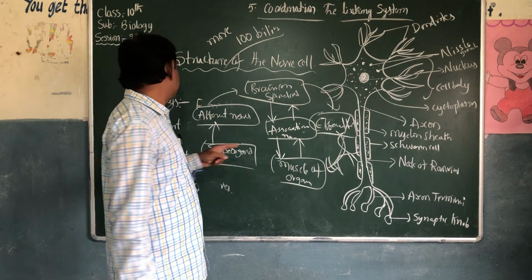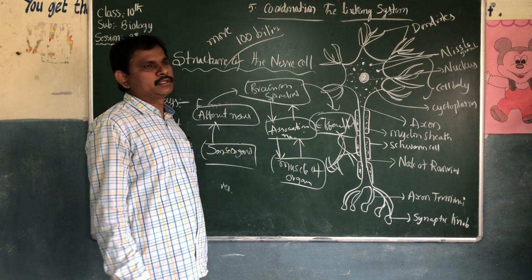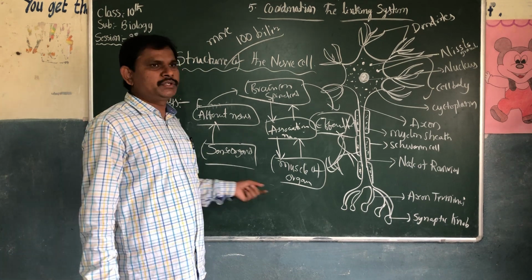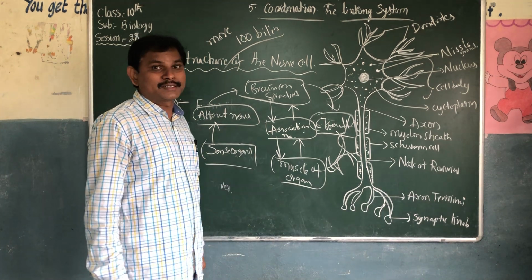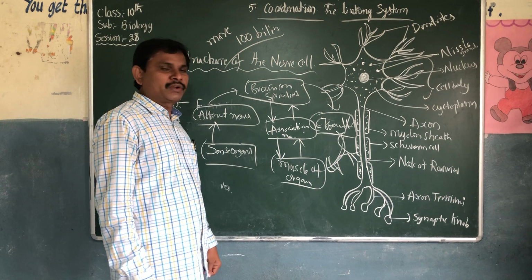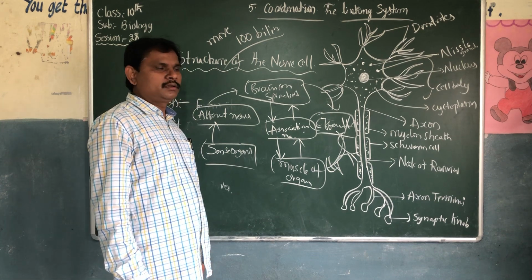Structure of the nerve cells. Pathways from stimulus to the response. Afferent nerves are sensory neurons. Efferent nerves are motor nerves. Association nerves.